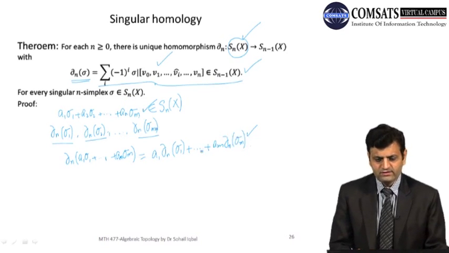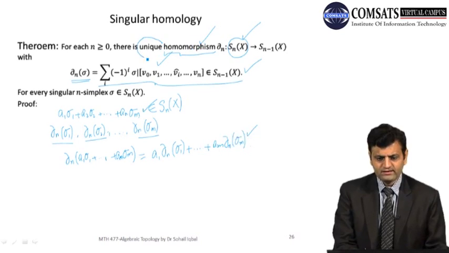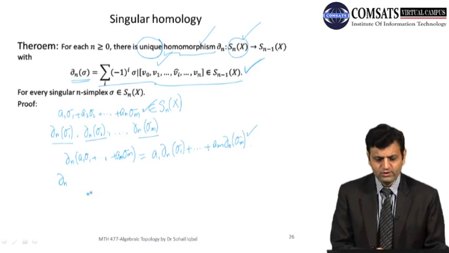Okay, so if we extend this linearly, then this is going to be a unique homomorphism. This part, uniqueness, can be easily proved by taking, let's say, another ∂n such that the image of the sigma i's remains this, and you can easily see that these two will be equal.